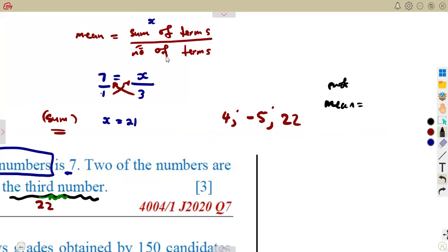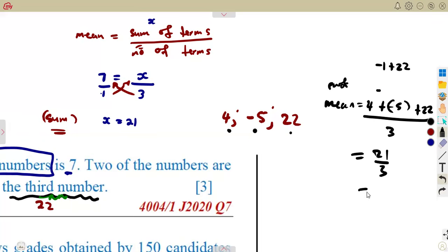So mean is the sum of terms over the number of terms. We add 4 plus minus 5 plus 22, everything over the number of terms: 1, 2, 3. There are 3 numbers. So you add 4 plus minus 5, which gives us minus 1, plus 22, which is simply 21. So this is 21 over 3, and that is going to give us 7.